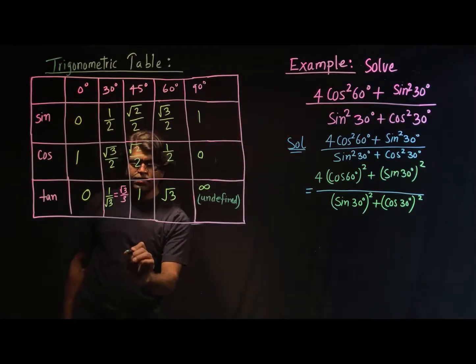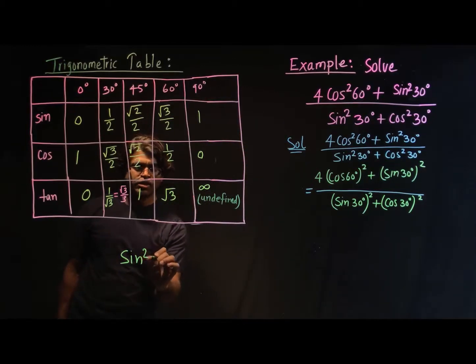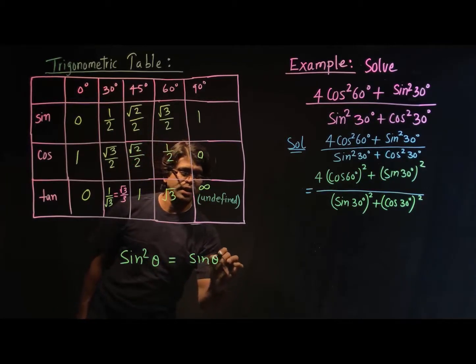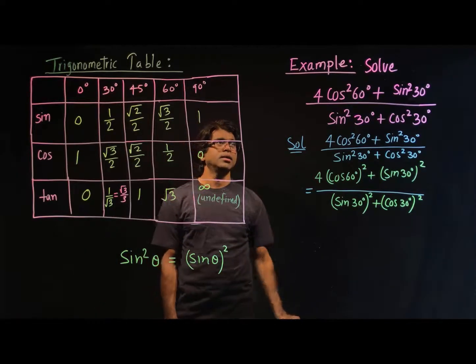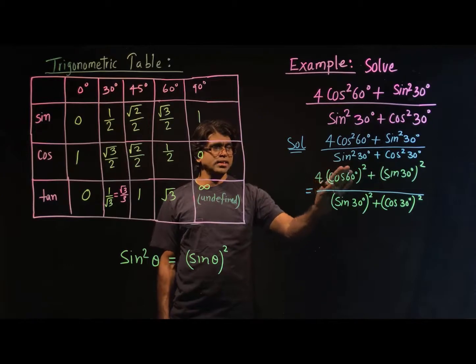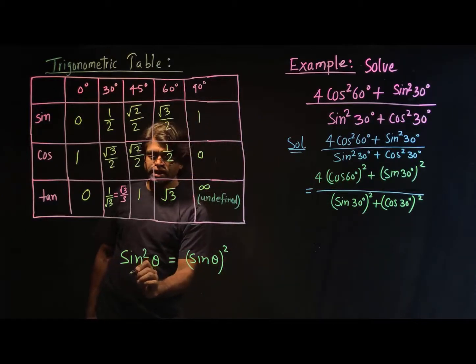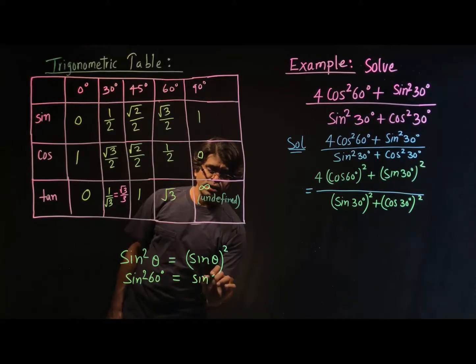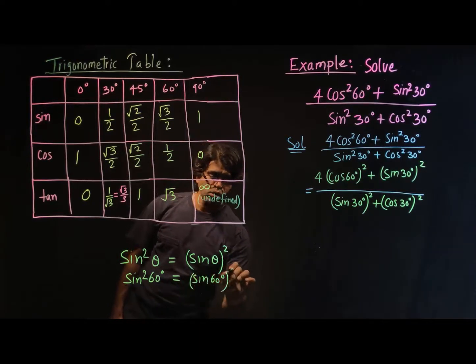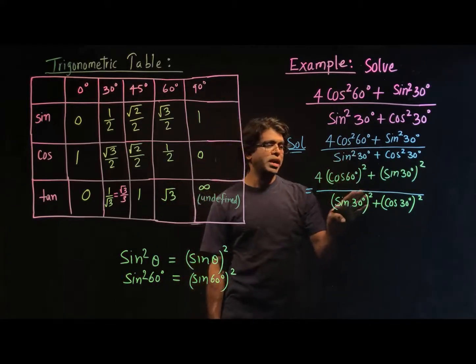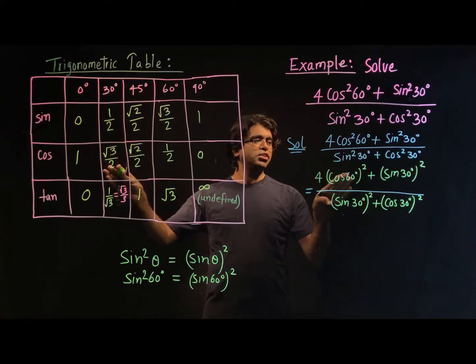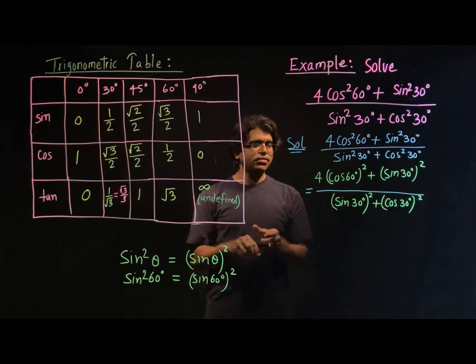One thing I want to explain before we go any further. If we have anything given like sine squared theta, we can write that as sine theta whole square. For example, sine square 60 degrees I can write as sine 60 degrees whole square. That's what I have done over here. Now I'm going to use the trigonometric table to substitute the values one at a time.